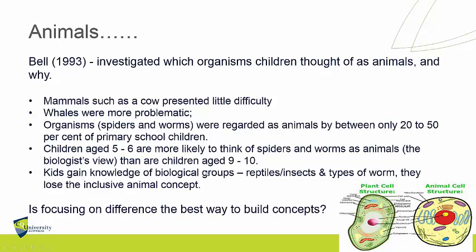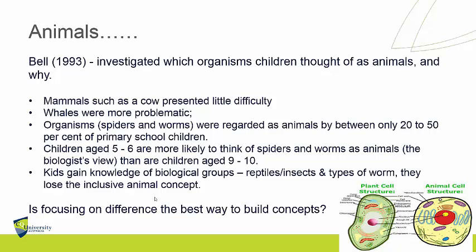They gain knowledge of biological groups: reptiles, insects, types of worms. They lose the inclusive animal concept. In other words, they begin with a global idea of what an animal is at age 5 to 6. And by age 9 to 10, that tree has been shaken. Certain species have fallen out. Certain characteristics have fallen out. And as a result, by the time they're at years 9 to 10, their framework is probably less robust than it was back at age 5 and 6.